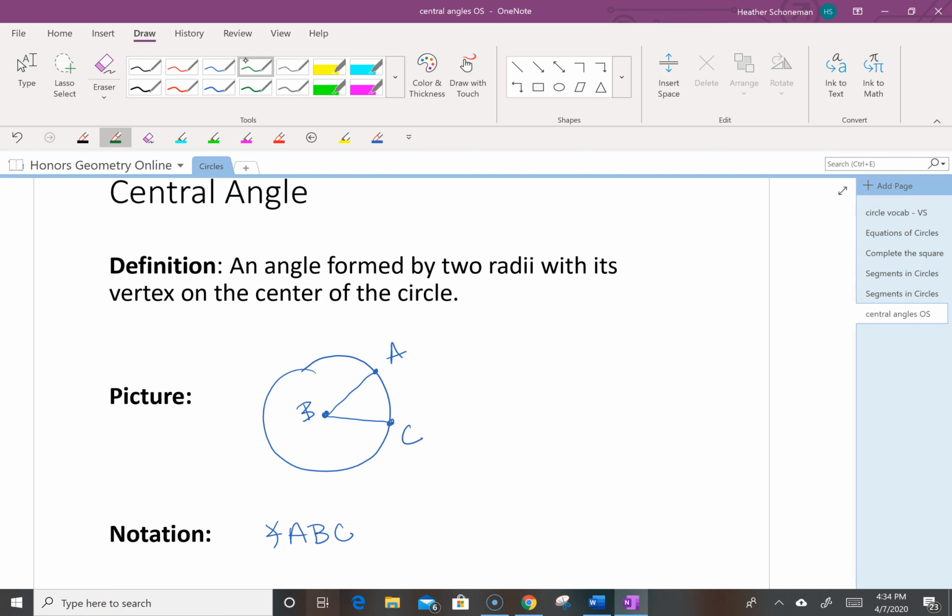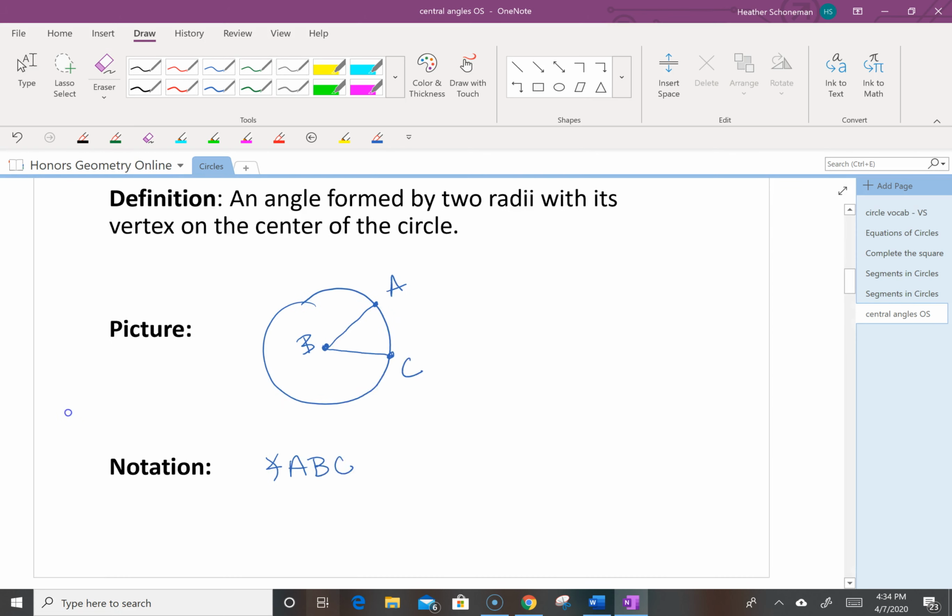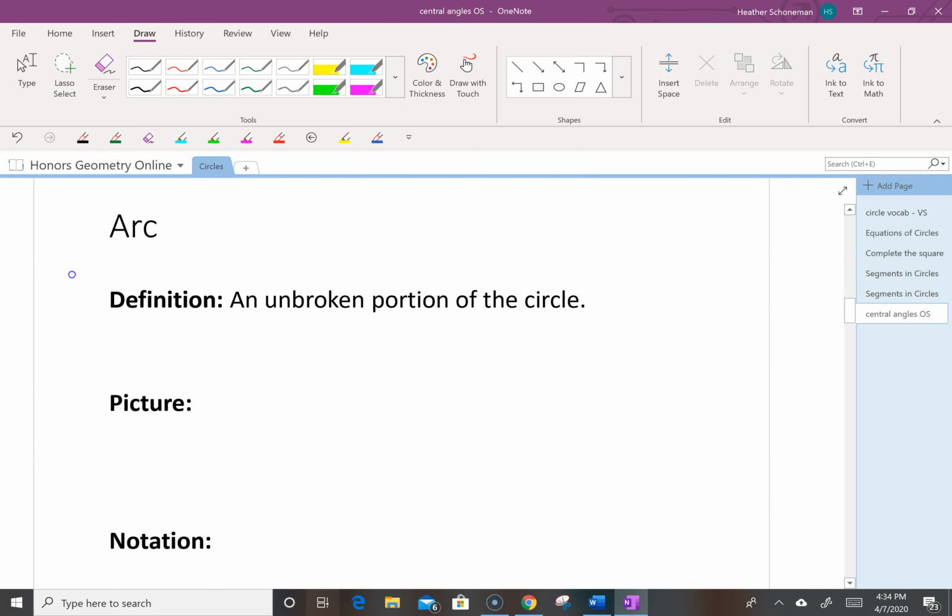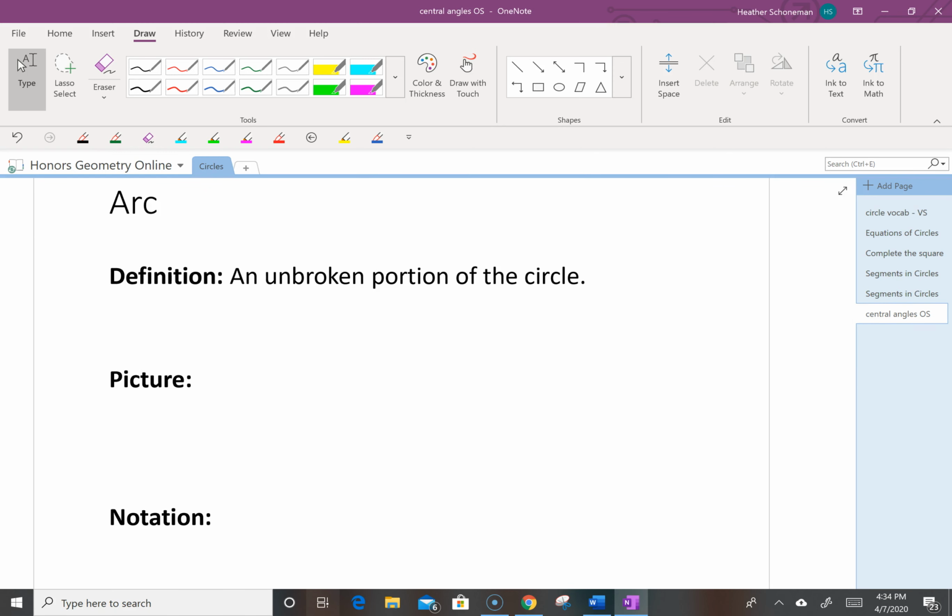All right, well, we've got angles, and then we also have arcs. So an arc is an unbroken portion of the circle. So if I'm looking at a circle, I'm going to put a couple points on here. Imagine your circle is formed with a piece of string, and I just want the piece of string from A to B. This portion right here would be an arc.